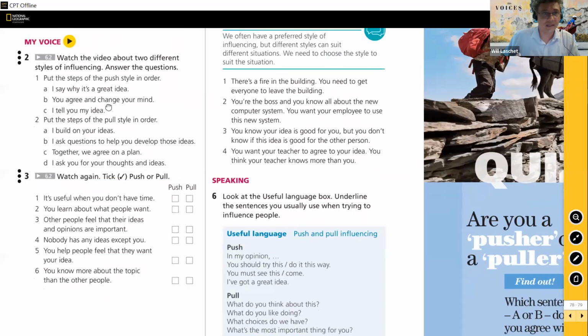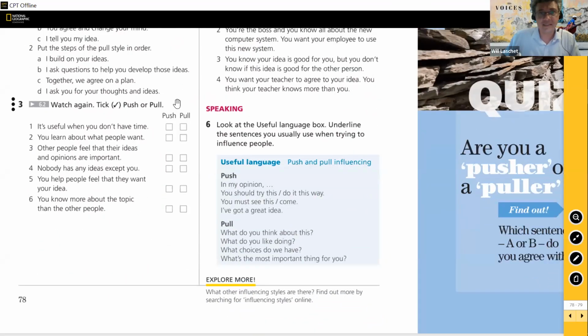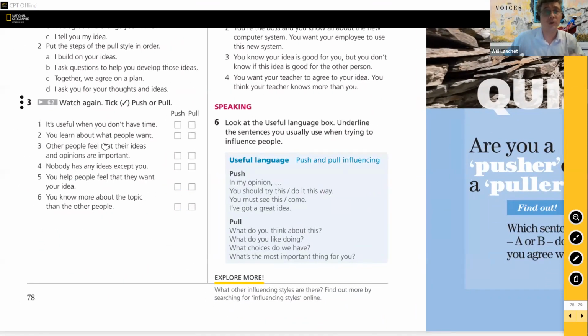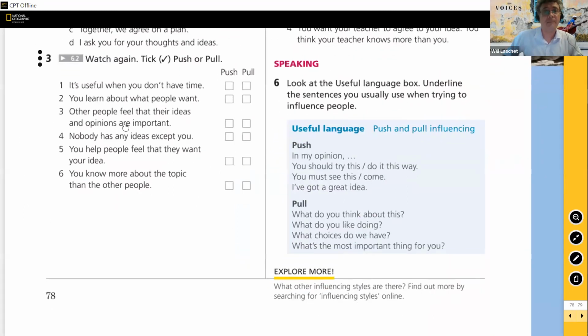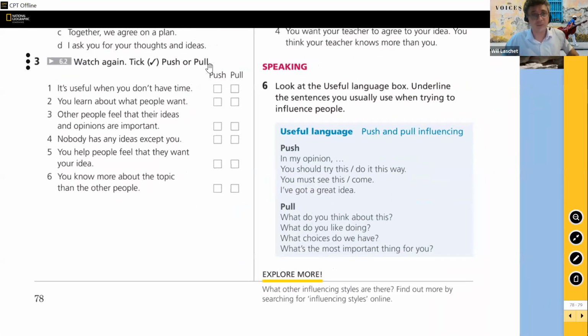Okay, so exercise number 3. It says we're going to watch again. We're not going to watch it again because of time. But in the next activity, students are going to watch again, and then they're going to decide whether these statements apply to push or pull influencing. So it's really getting them to think a bit more deeply about what they mean and see if they can distinguish between the two.